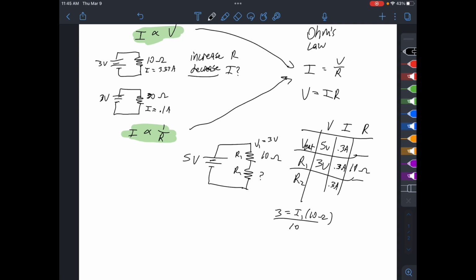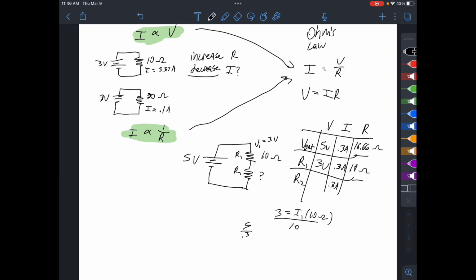And then I'm also just kind of looking for, okay, I have a V and an I here. I can solve for R across the battery. That would be 5 divided by 0.3, which would be 16.6 repeating ohms.